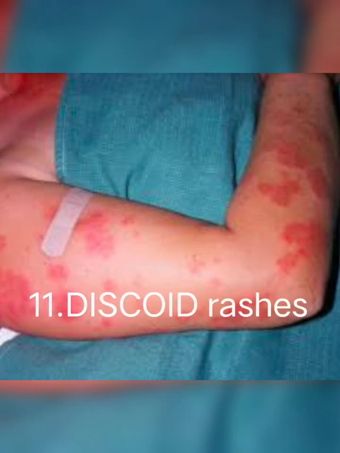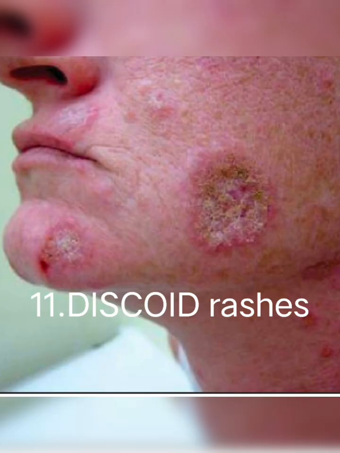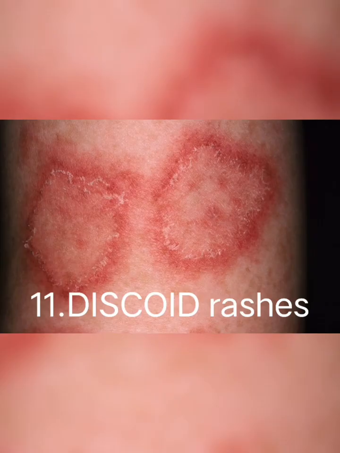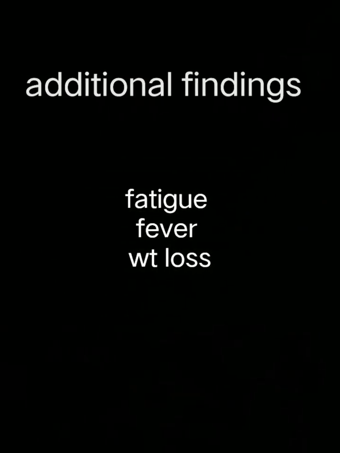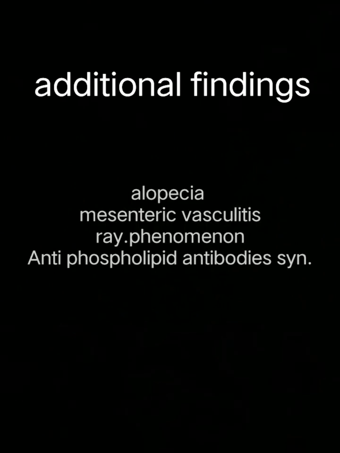D stands for discoid rash. These are red, raised, disc-shaped patches undergoing scaling and scarring. Some additional findings are non-specific fatigue, fever, and weight loss. The patient may have alopecia, mesenteric vasculitis, Raynaud phenomenon, and antiphospholipid syndrome. The diagnosis of SLE is based on the presence of at least 4 out of 11 signs and symptoms.